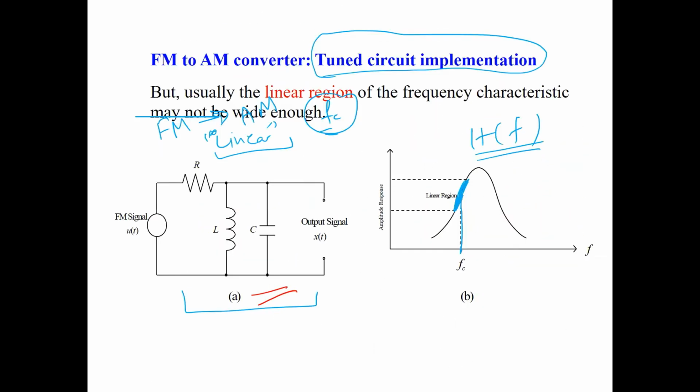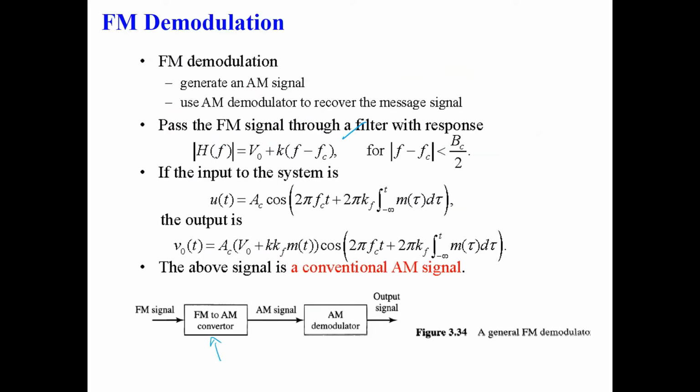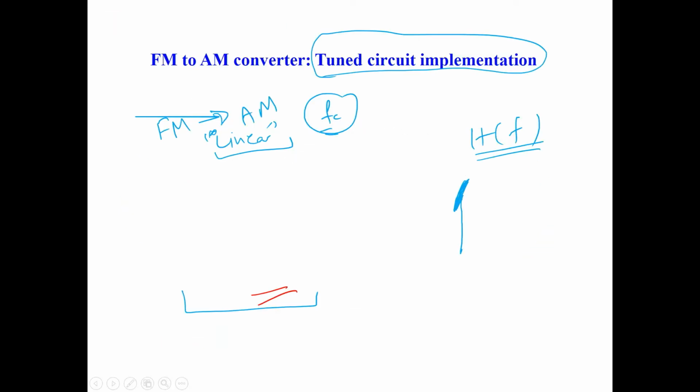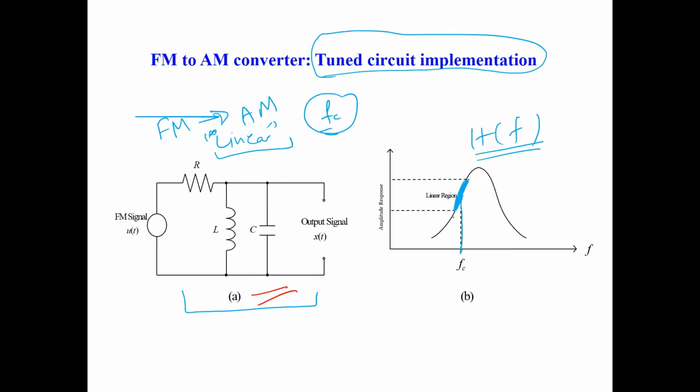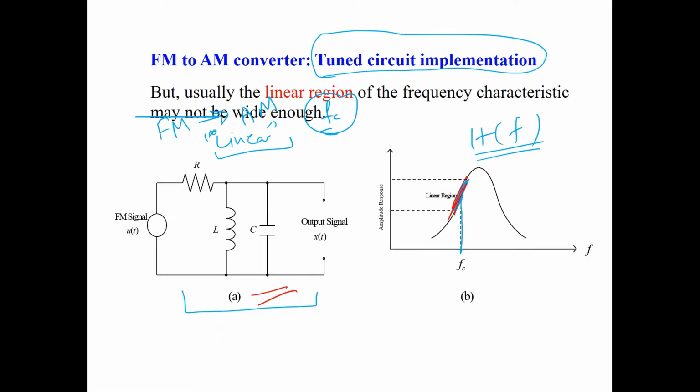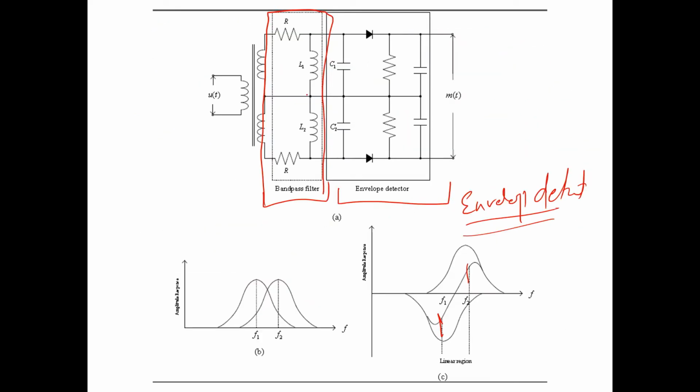For this part, the understanding is important, not the calculation. You don't have to derive these expressions. The understanding is how we can convert FM to AM using the tuned circuit. What is the issue with the tuned circuit? We have the limitation of the linear region. How can we increase the linear region? By using two tuned circuits. Then just use the envelope detector, and we will get the output signal. So that is the second demodulator.